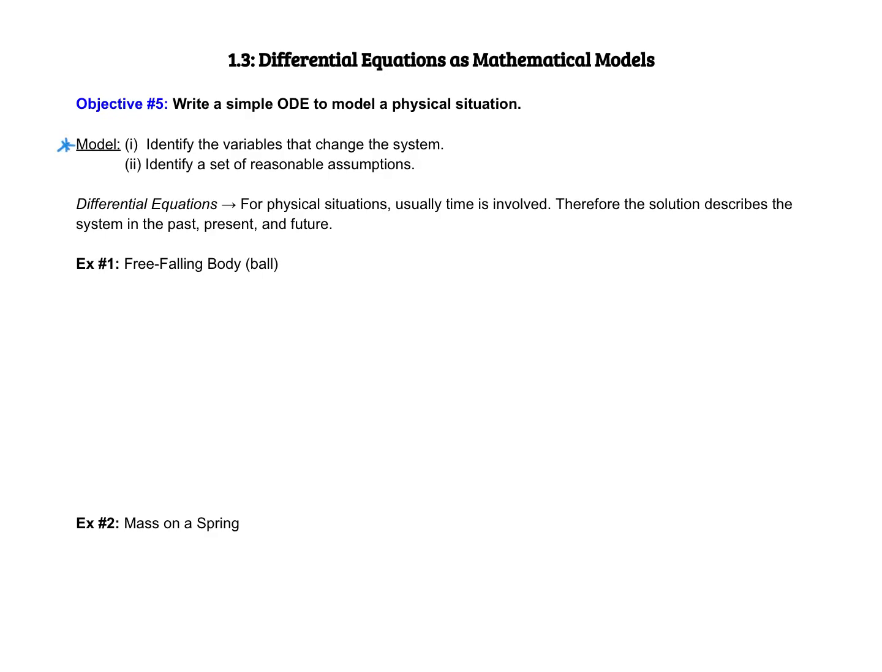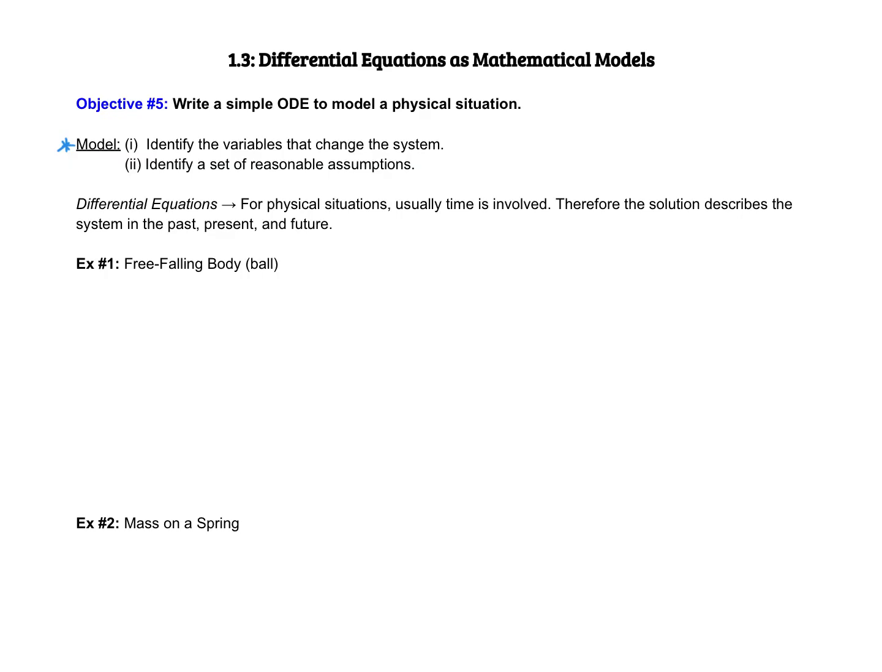Anytime that you're talking about a model, you need to identify any variables that are changing in the system, and you're also going to need to identify a set of reasonable assumptions. For physical situations, usually time is involved. And so oftentimes the solution will be in terms of time, and it will describe the system in the past, the present, and the future. So let's take a look at a few different examples.